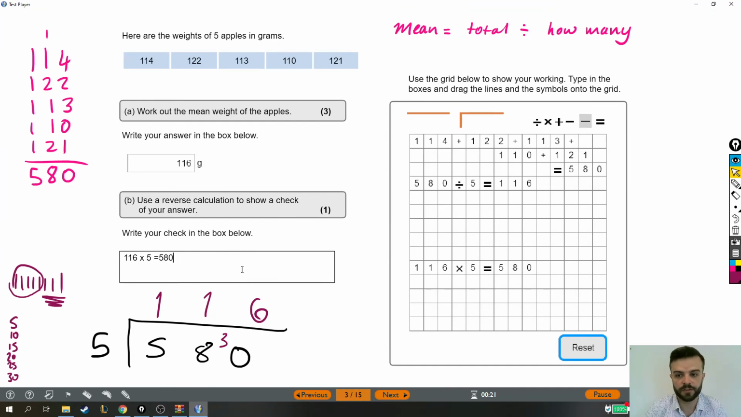So the mean is the total divided by how many, but really we just had to practice doing some column addition and then doing bus stop division as well. And as a reminder, a check of your answer is where you do a reverse calculation. It says use a reverse calculation. Take something that you did in your working out, do it backwards, and make sure the numbers make sense.